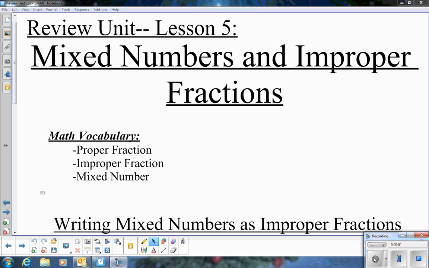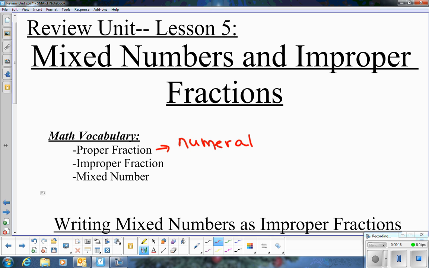Basically zip through numbers and improper fractions going back and forth. You probably even have this exact page, but we're going to do it again. A proper fraction is where the numerator is less than the denominator. Can't spell today. Denominator. Okay, it's a correct fraction.